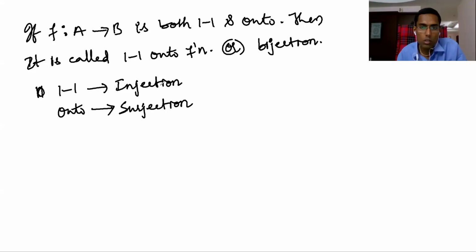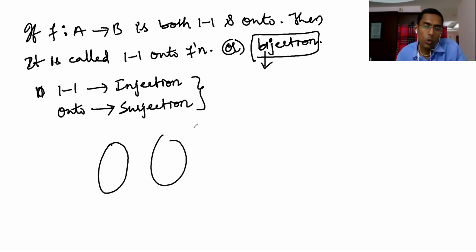So one-one is injection, onto is surjection. If both one-one and onto, it's called bijection. Bi means two. Jection means two functions. If a function is both one-one and onto, then it is bijection. So what does it mean? Bijection means, as I already told, for one-one, n of A should be less than or equal to n of B. So this is for one-one function.